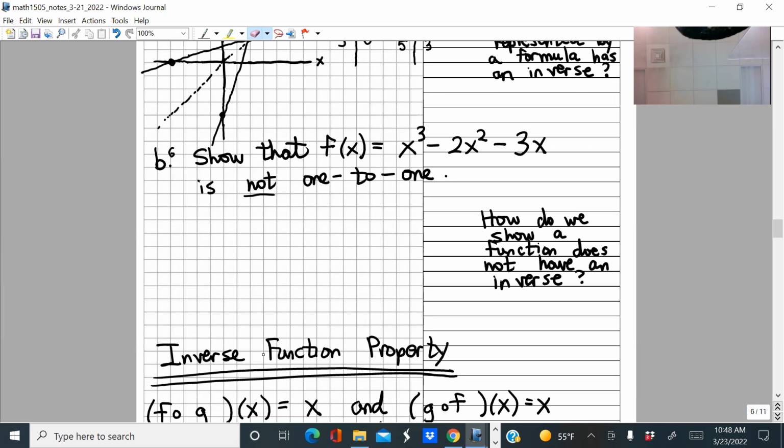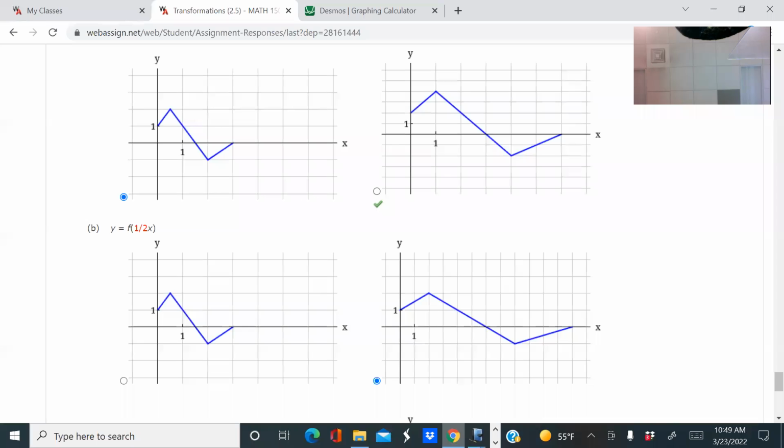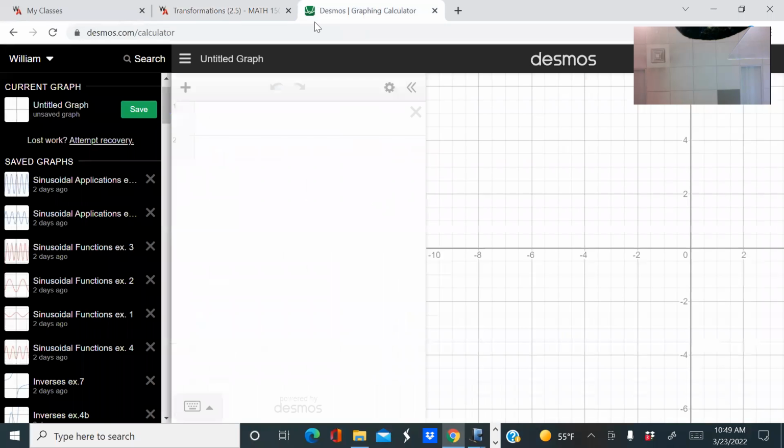So the convenient way to discover this is to look at the graph, okay? Because the graph will give you a strong clue as to whether this has an inverse or not. Now, this is not so easy to graph though. So I would suggest here that you make a graph with a calculator, all right? So I'm going to use Desmos to make a graph of x cubed minus 2x squared minus 3x, right? This is definitely not a straight line. So this is not one that's going to be easy to graph by hand. So let's have the computer draw a graph for us of this one.